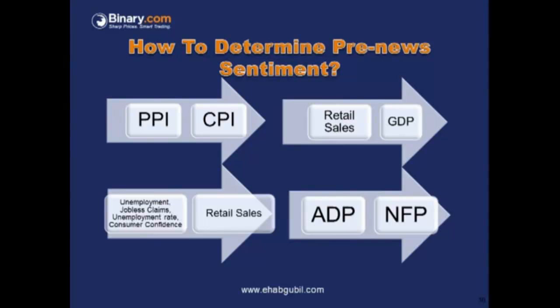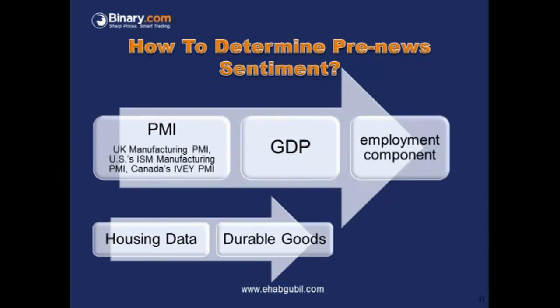Unemployment, jobless claims, unemployment rate, consumer confidence also go with retail sales. If people are losing jobs, they will not have money to spend at the retail stores, therefore affecting the GDP as a whole. The same with housing data and the durable goods, especially in the US.